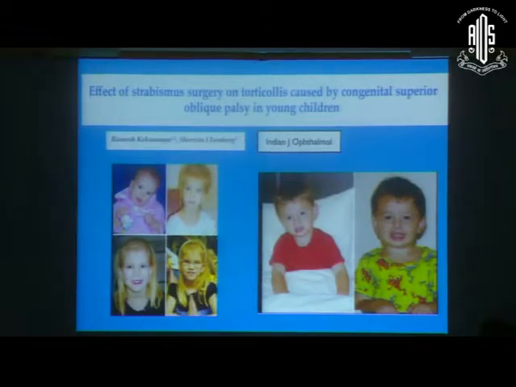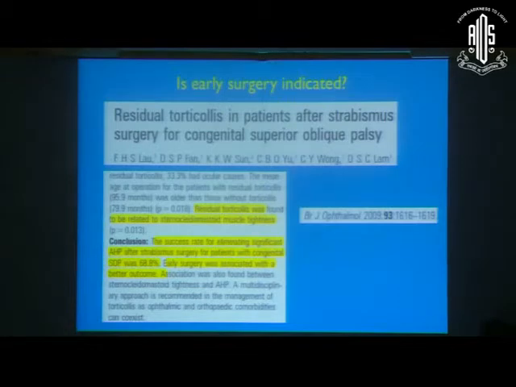This is one of the published series where you can see a significant head tilt. She did not get operated. This was when I was in UCLA. She got operated here. Still she got a very good correction, same as in this kid too. Whether early surgery is indicated or not, I think the earlier the better. The only problem is you may not be able to measure the deviation and the head tilt very properly when the patient comes very early. So as soon as you get a good measurement, it should be done to avoid residual torticollis in patients after strabismus surgery.